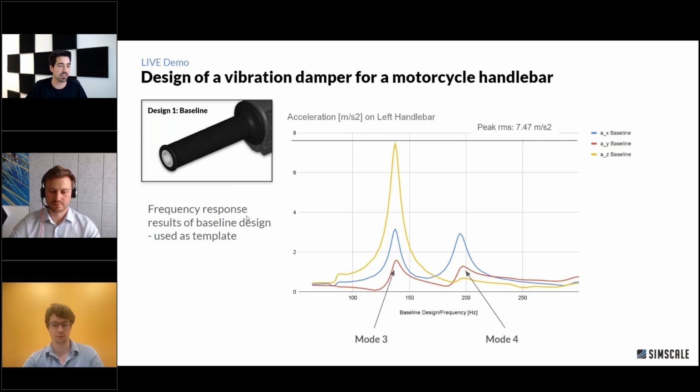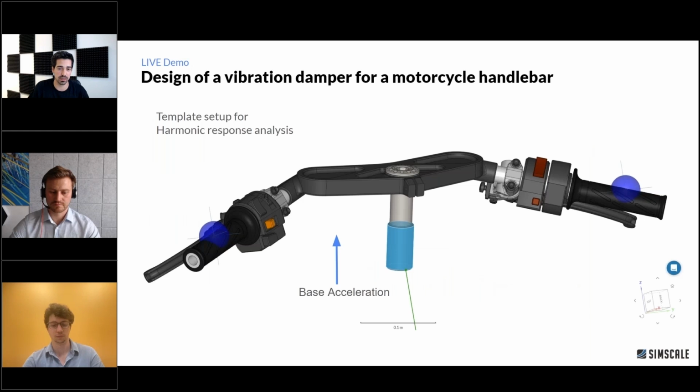And how a lot of our customers, especially in the automotive industry, work is that there is a template that is made for one specific use case, in this case for vibration assessment, and it's distributed and shared with all team members. And that's now what we're going after: looking at this template and using it on our new design variant and seeing if that design variant works better, right?